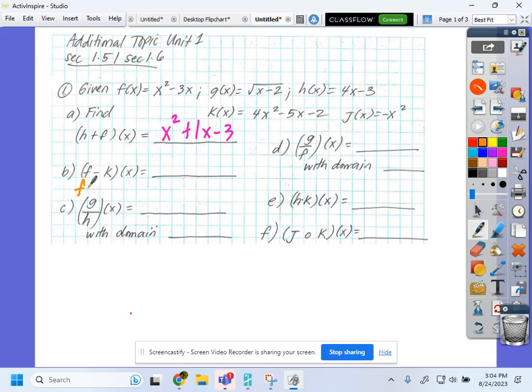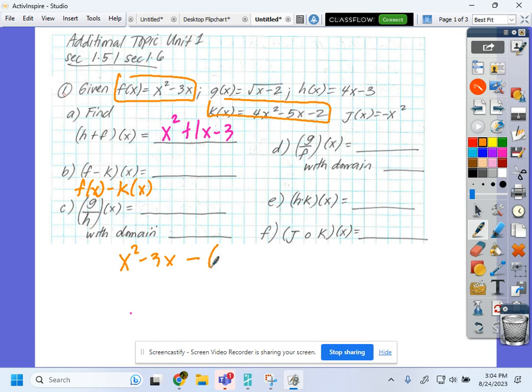Being asked f of x minus k of x. So what's f of x? F of x is right here. You can subtract it with k of x. Where's k of x? K of x is right here. So I'm going to subtract x squared minus 3x minus the quantity, or the group, of k of x, which is 4x squared minus 5x minus 2.